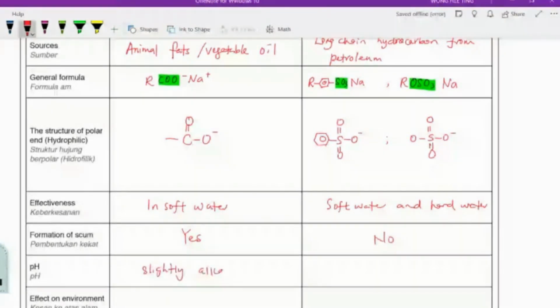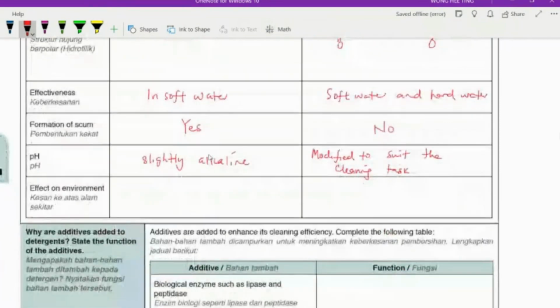For pH, soap is slightly alkaline. For detergent, the pH is modified to suit the cleaning purpose. Meaning that for the detergent, it can actually modify the pH depending on which task the detergent wants to work with. It can be modified.